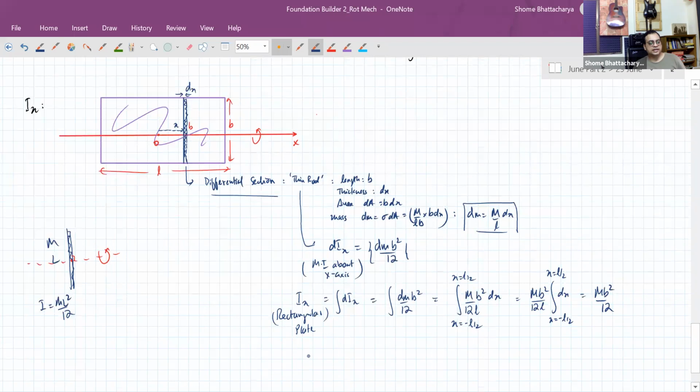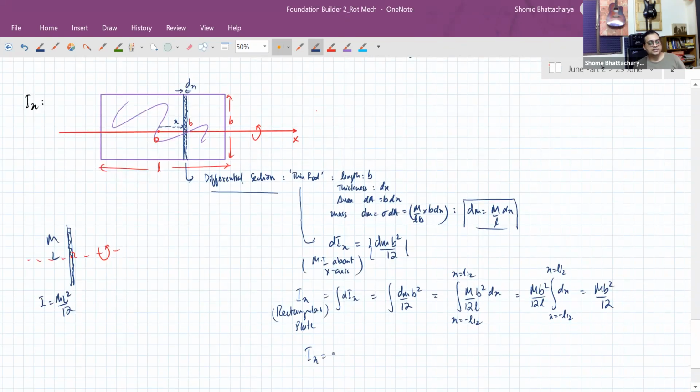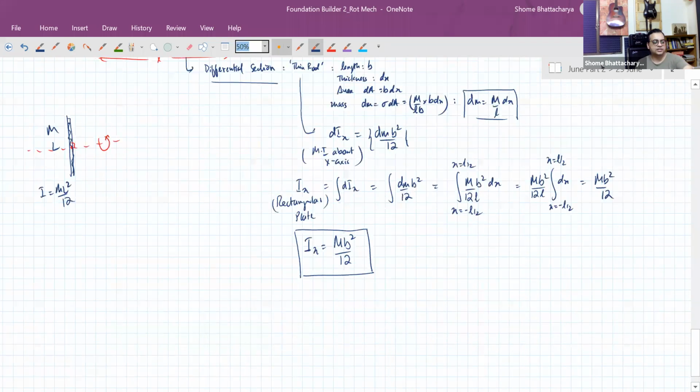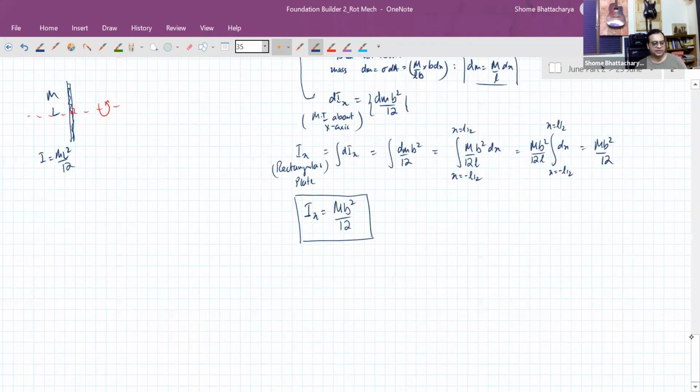So that is the answer to the first part. Moment of inertia of this rectangular plate about this x-axis, which bisects the side b, is mb square by 12. Now you'll also realize when you go through this and note this down, how you will calculate moment of inertia about the y-axis. You'll take horizontal strips instead of vertical strips and apply the same principle. So your answer will come very symmetrical to this. It will come ml square by 12.